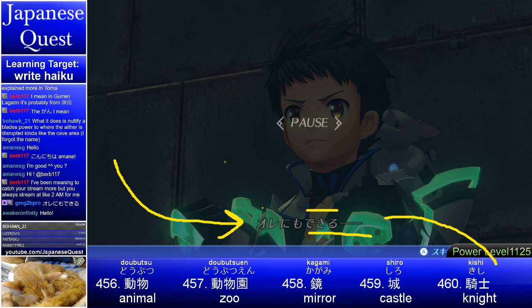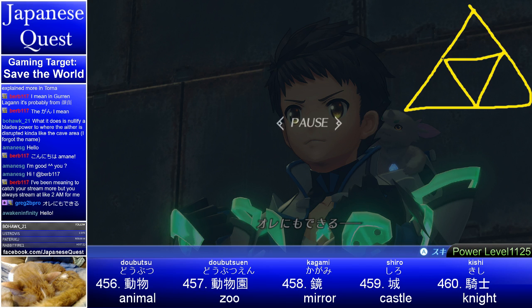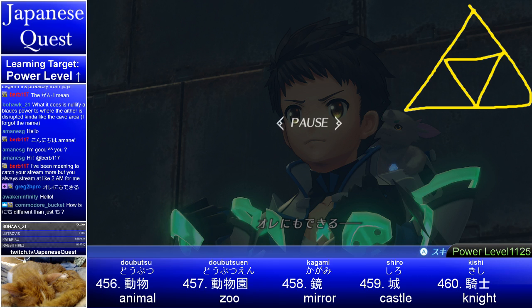Awaken Infinity, konnichiwa. So Greg has written the sentence. So why don't we add that to our sentence chronicle? Since Greg did write it, we might as well add it to our chronicle for the rest of time. We can unlock the sentence in our mind that we also can do it, whatever that thing is that we're trying to do. Ore ni mo dekiru.